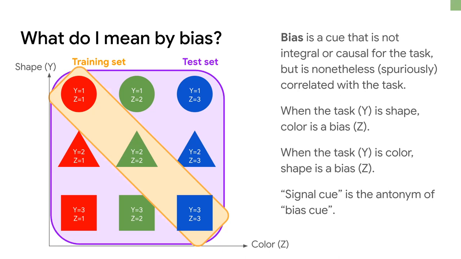It's also dependent on what the final task is, right? So if the task is shape, then color is a bias. If the task is color, then shape is a bias, if the model chooses to use shape, right? So as an antonym of the bias, people sometimes call it signal cue as well.